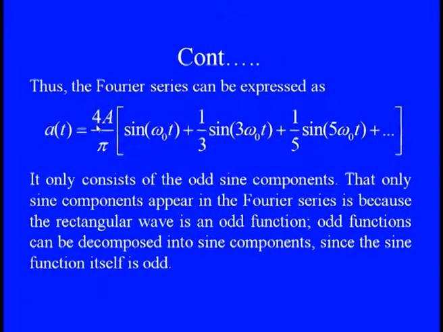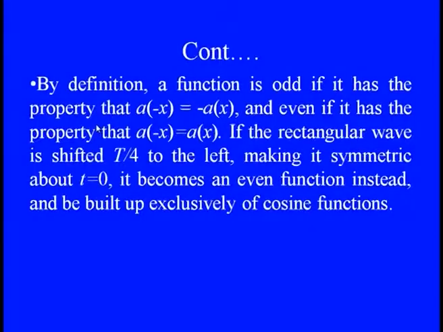component which appeared in the Fourier series is there because the rectangular wave is an odd function, and odd functions can be decomposed into sine components, since the sine function is itself odd. So you can see this is the clear expression of the basics of these Fourier series. By definition, we can say that a function is odd if it has the property a of minus x is minus a of x.